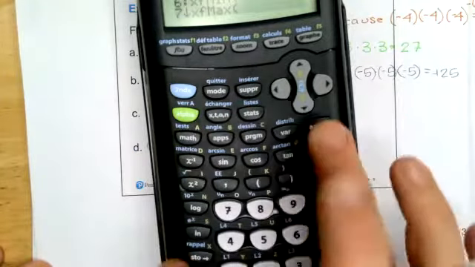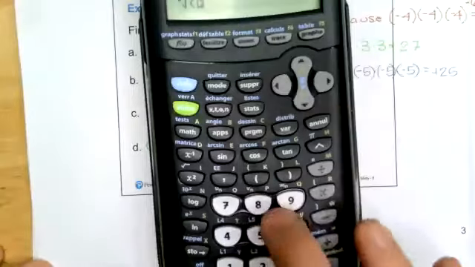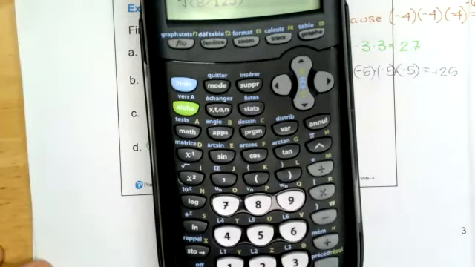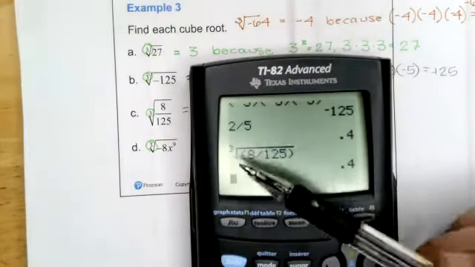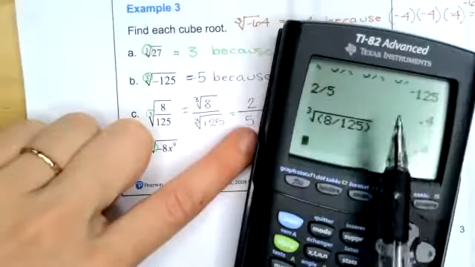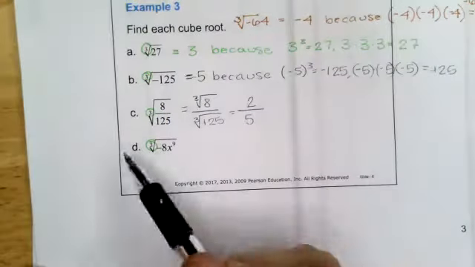The cubed root of 8 over 125 is also 0.4. Oh my gosh, I'm so sorry, I'm not holding that low enough. So you can put that into your calculator, your answer, and make sure it gives you the same as what the initial problem was. Good way to check it. All right.